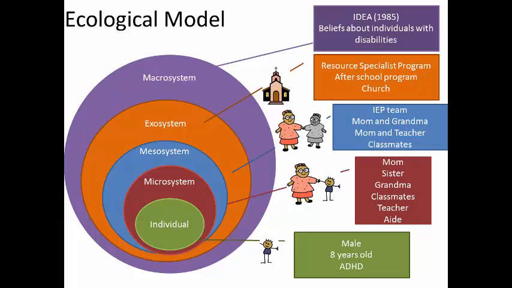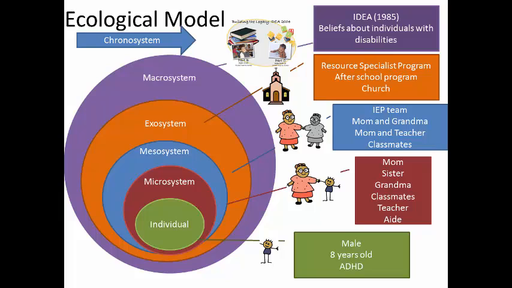Later on, Urie added an additional system, which is the chronosystem, and he argued that this model was not stagnant, but rather changed over time. And so it's important to understand the times we live in, as well as how this model may look over time. So for example, we can think about how IDEA has changed from 1985 to today. We've switched from not just examining the quantity of resources that individuals receive, but the quality of the resources that they receive. And we can think about the beliefs that people have today versus the beliefs that people had 40, 50 years ago about individuals with disabilities.